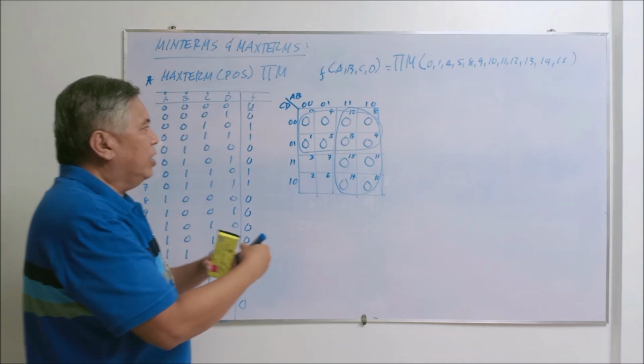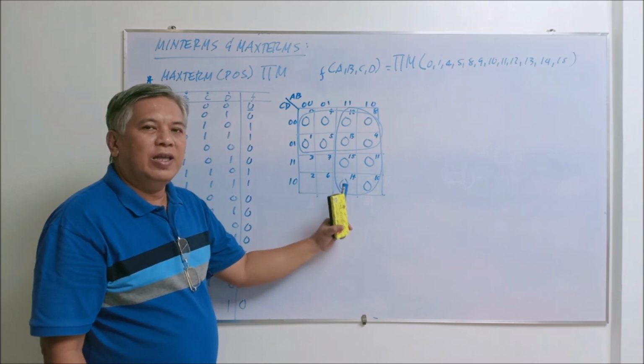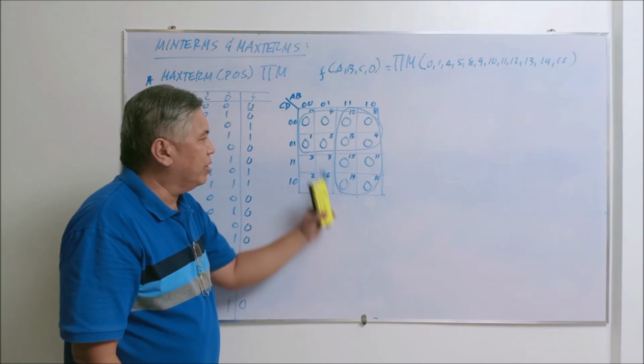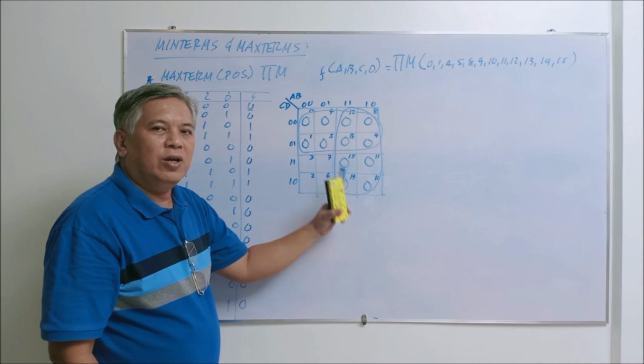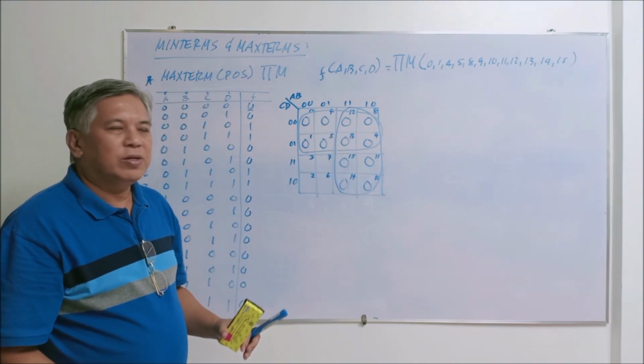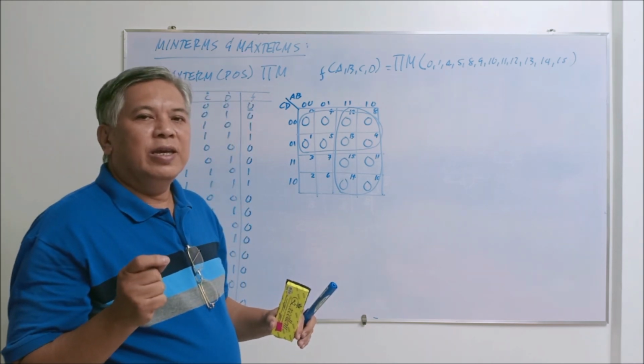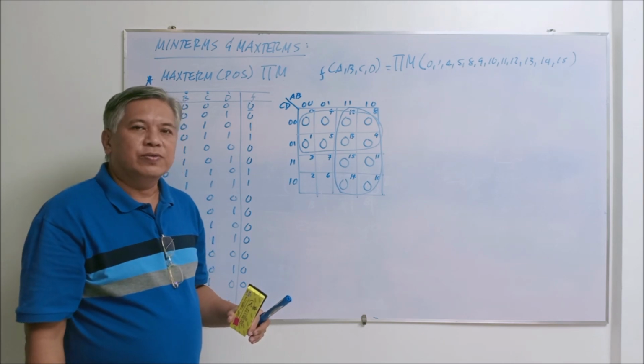So, if you can see 8 adjacent cells, group them. Okay? Don't settle for 4 if there is still 8 adjacent cells. Because if you do that, then your final equation will not be a simplified equation.